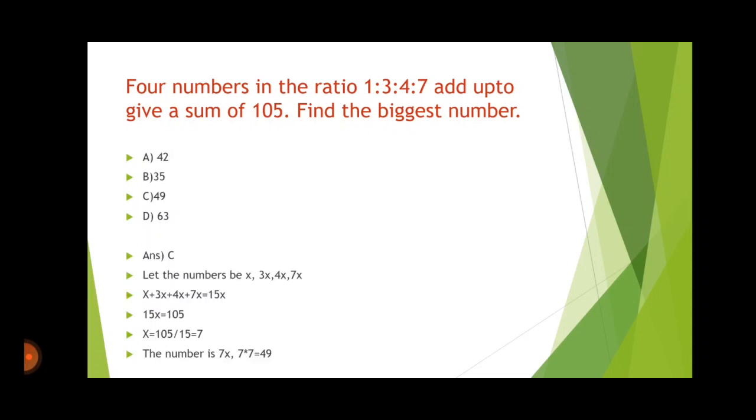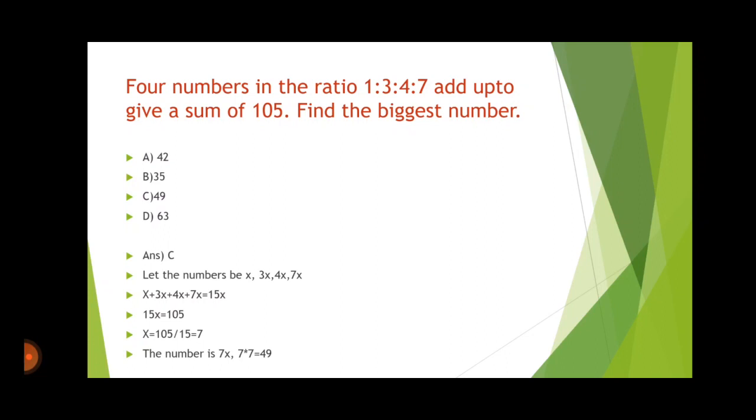So we can represent the 4 values as 1x, 3x, 4x and 7x. We multiplied the 4 values by using a common element x. Then the sum of these numbers, that is x plus 3x plus 4x plus 7x, is equal to, sorry, 15x. So 15x is equal to, as per the question, 105. X is equal to 105 divided by 15. We will get the answer as 7.